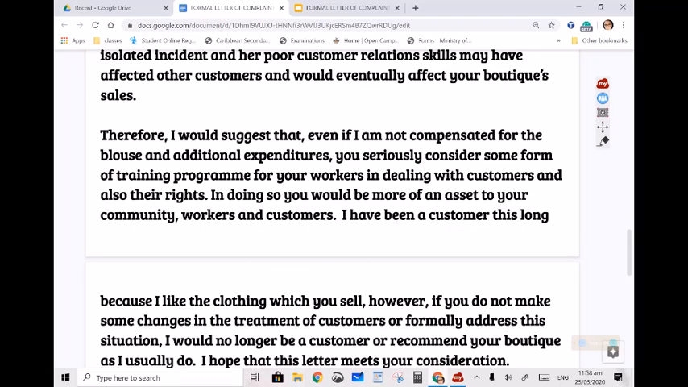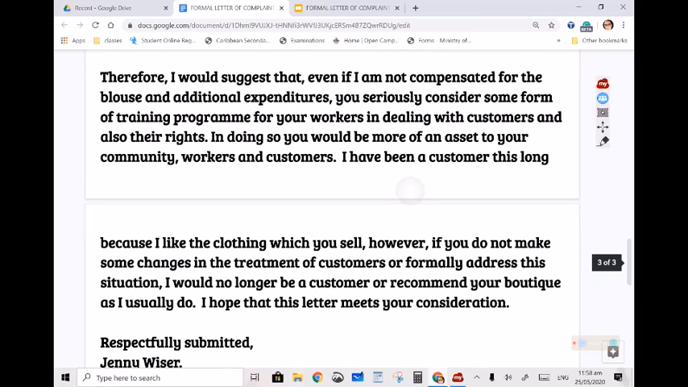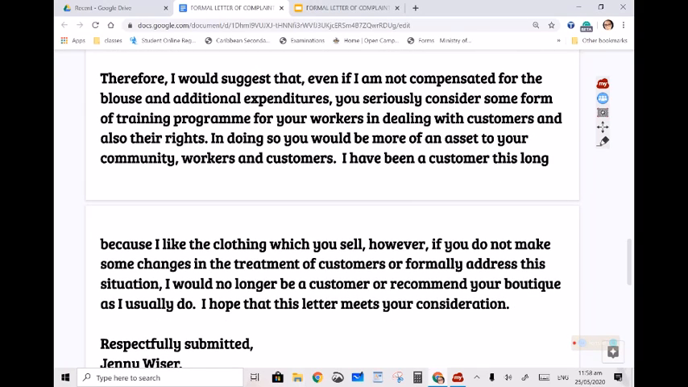Okay, so we are moving on to the last paragraph. The last paragraph is supposed to actually make some sort of recommendation. So I'm going to read it through.